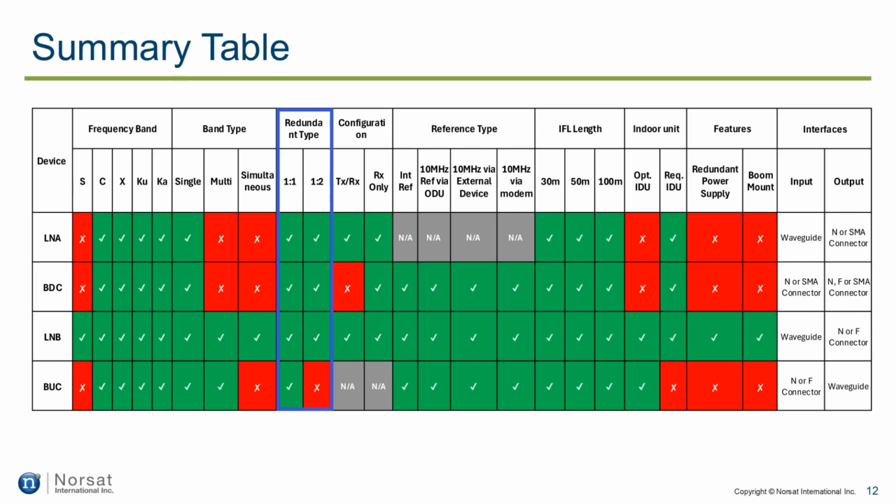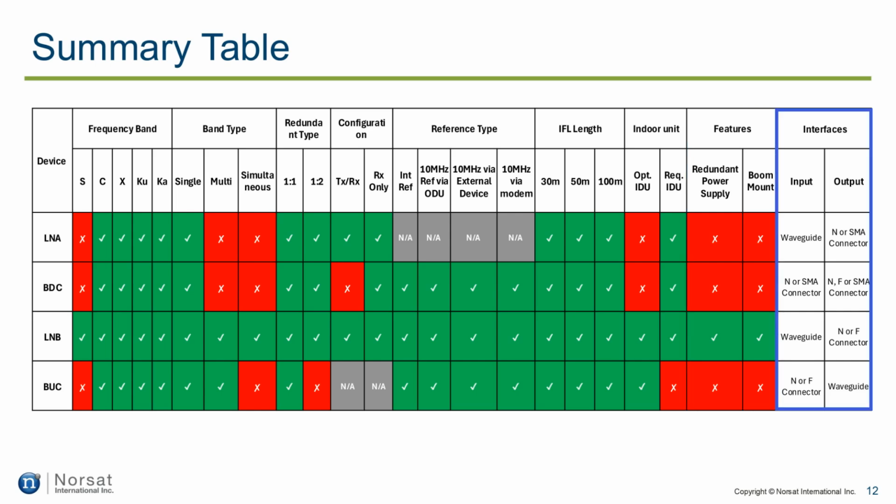Typically, we offer 1-to-1 and 1-to-2 systems. Some systems are TX-RX and offer a transmit reject filter. But if the system is RX only, transmit reject filters are not needed. Most redundant switches can produce or accept a 10 MHz reference, or have the device generate a 10 MHz reference internally. However, this is not applicable to an LNA because it does not have any frequency conversion. Typical IFL lengths are 30 meters, 50 meters, and 100 meters. Some systems will have an optional IDU, whereas some systems require an IDU to operate. For the LNB, we offer additional features such as a redundant power supply option and a boom mount option.